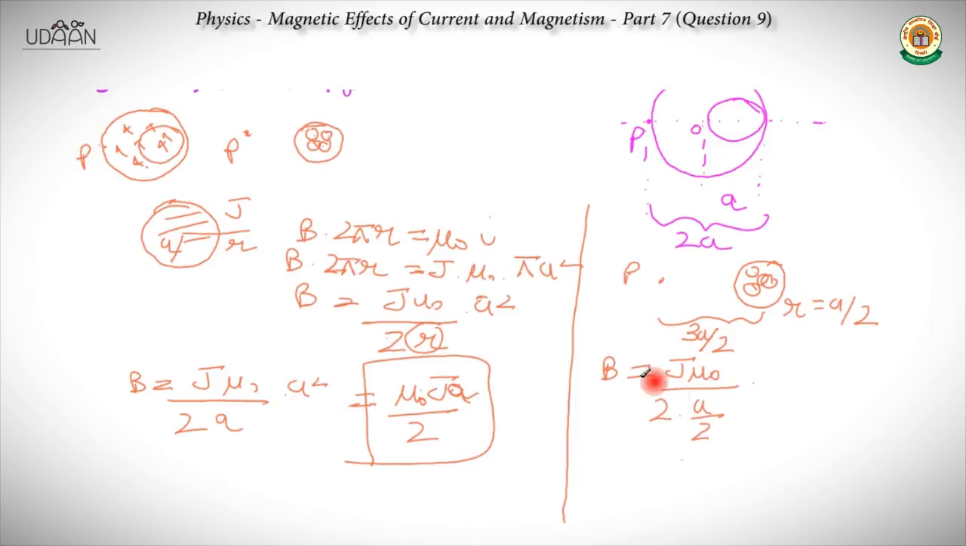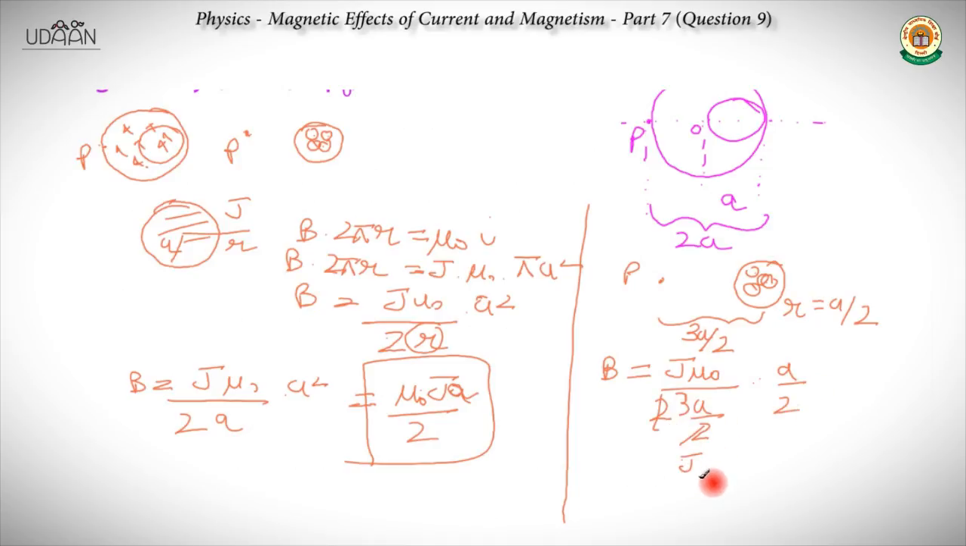Here this R is not the radius, it is basically the distance from the center. So it will be 3A by 2 here. And here we put the radius, so it will be A by 2. So this 2 cancels.